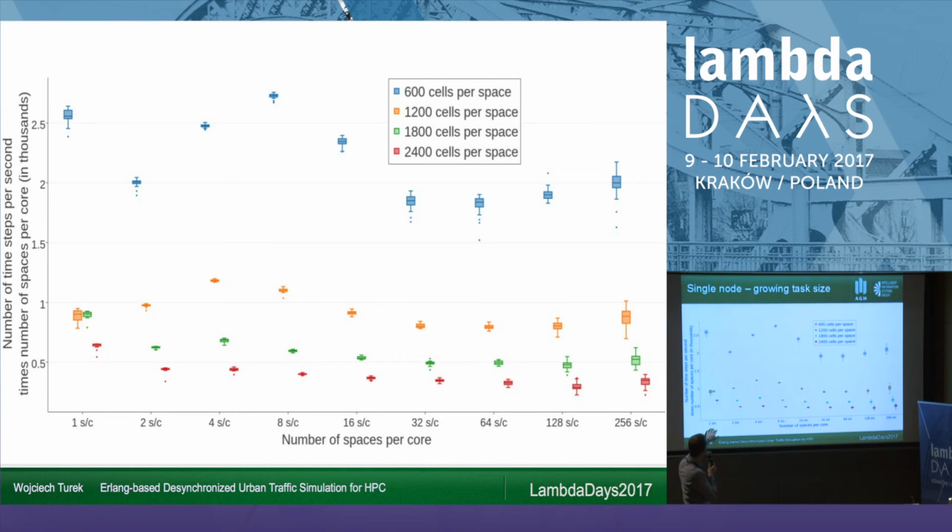Actually, if there was 1 space per core, which should be a perfect situation, it turns out it is not, because the amount of computation in different spaces will differ depending on the number of cars there are to process. So in none of the cases is this the best performance situation. The best performance was when the number of spaces per core was between 4 and 8. This is actually the number of processes per scheduler. Then it drops, and the error grows if the number is greater. But we can see that even with 256 processes per core, it's still holding the performance quite well.